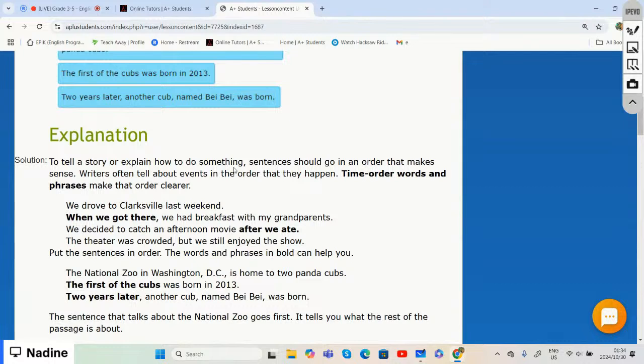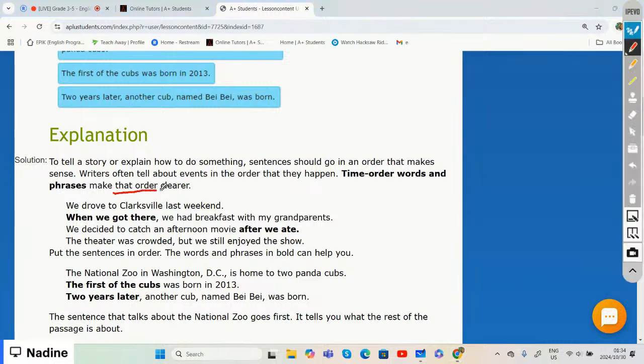They tell us how things happened in order for the story to make sense. So now, when it comes to time order words and phrases that make the order clearer, time order words as well as phrases make the order of putting things in order, or a story being in order, much clearer.